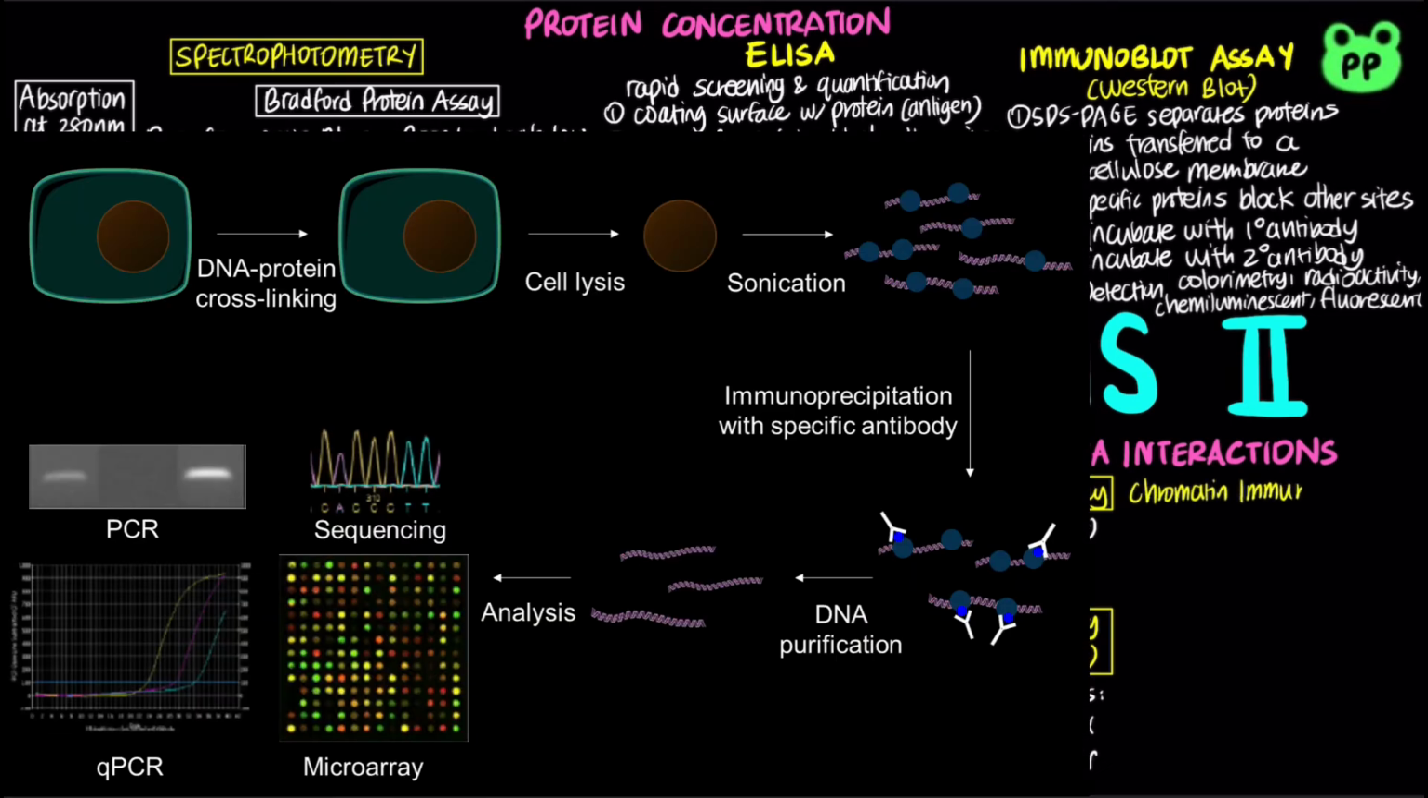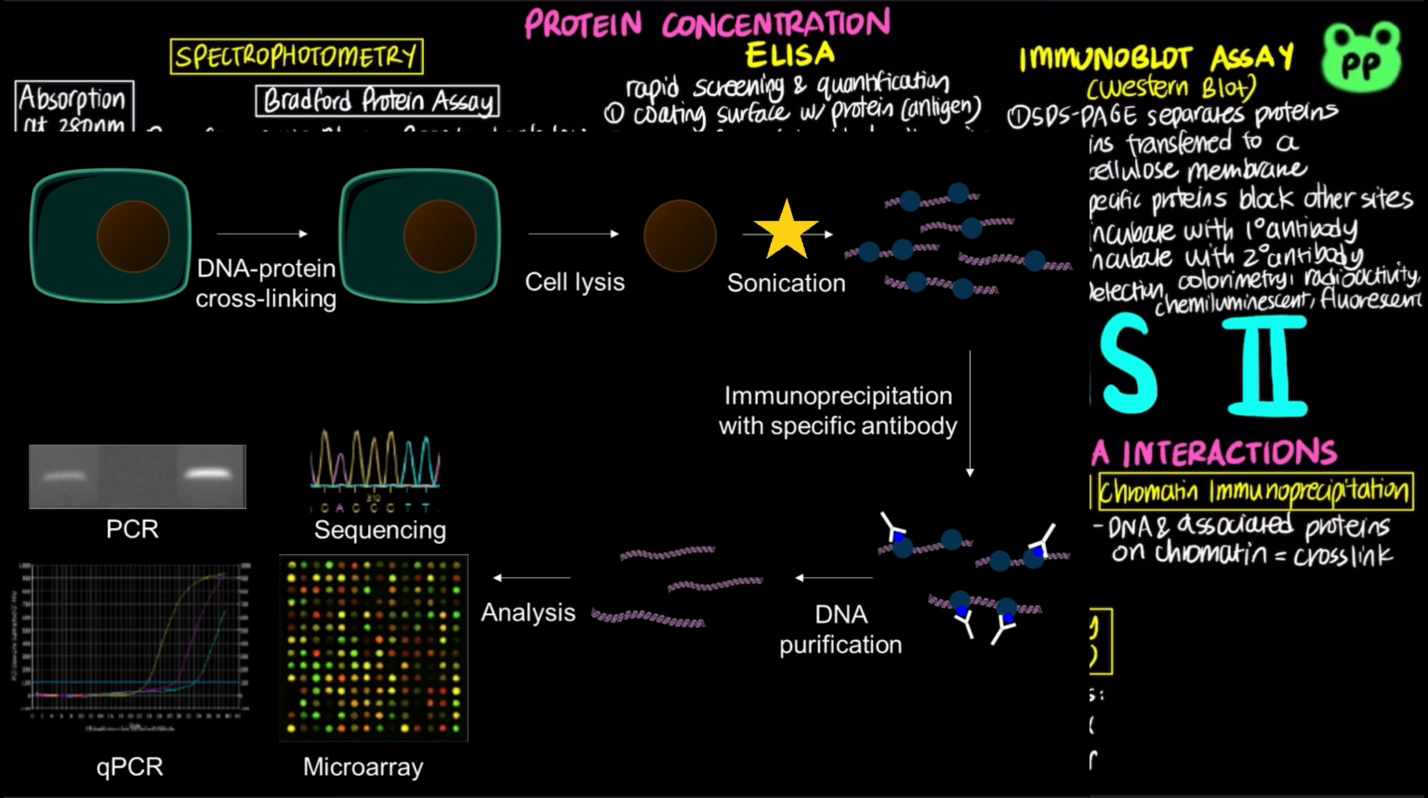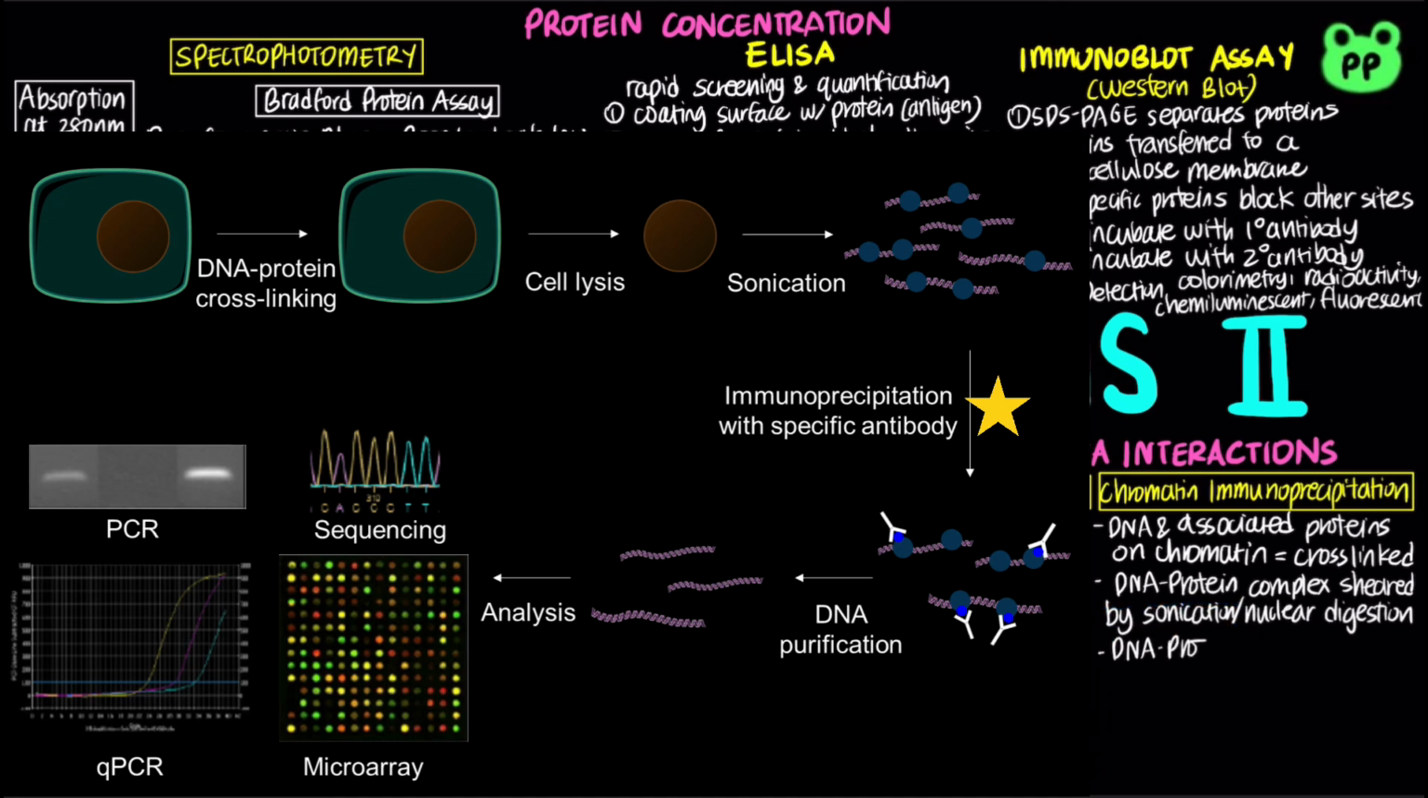Chromatin immunoprecipitation is a type of immunoprecipitation used to determine whether specific proteins are associated with specific genomic regions. First, DNA and associated proteins on chromatin are cross-linked. Next, DNA-protein complexes are sheared into DNA fragments by sonication or nuclease digestion. Cross-linked DNA fragments associated with proteins of interest are selectively immunoprecipitated from the cell debris using an appropriate protein-specific antibody. Associated DNA fragments are purified and their sequence is determined.